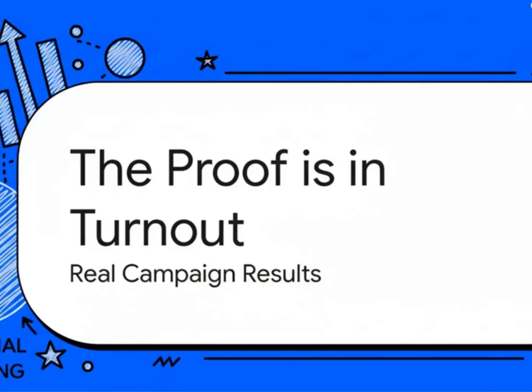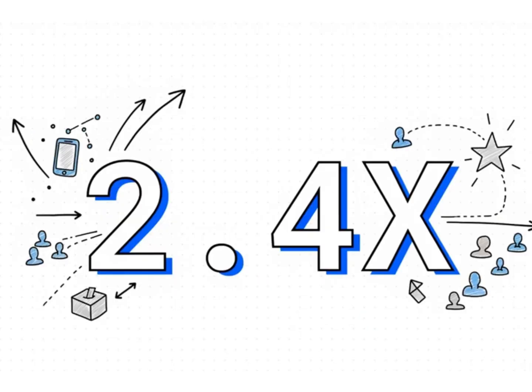So we've got the strategy and we've got the tool. But here's the billion-dollar question. Does it actually work? This is the moment of truth, right? Let's look at the results from actual campaigns out in the wild. We're talking about more than double the turnout. That's not a small bump. That's not a little improvement. That is a massive, potentially election-winning difference.